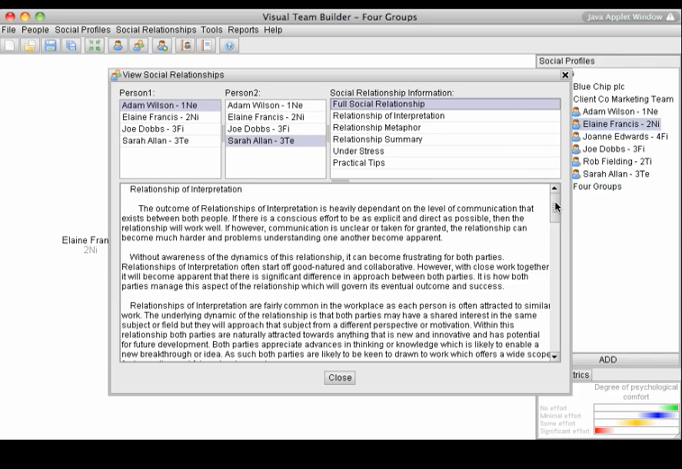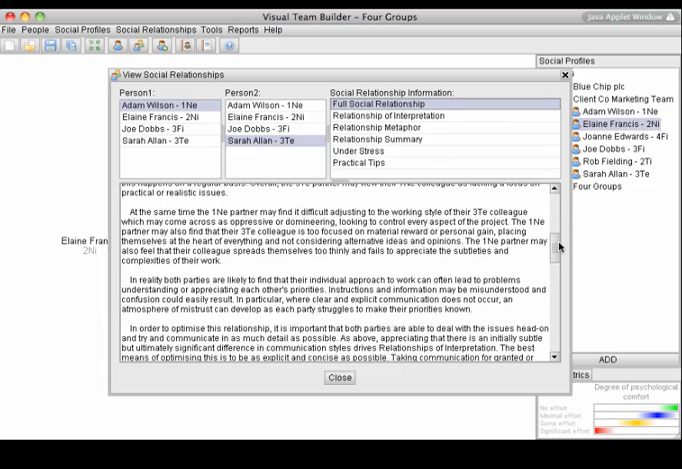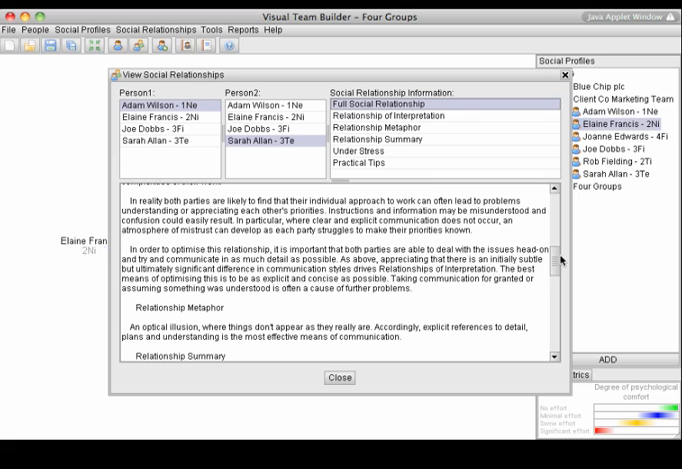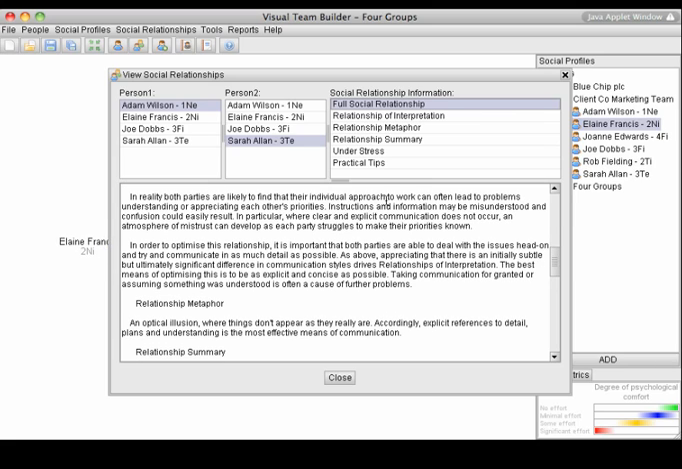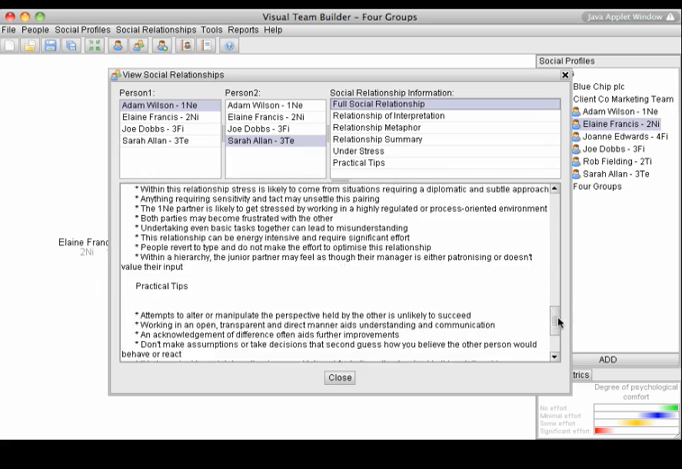In this case, a relationship between Adam and Sarah. From this description, it is clear that contrasting styles mark this relationship, and poor communication and understanding is a common feature. This section also gives us practical hints and tips on how to most effectively manage a relationship.